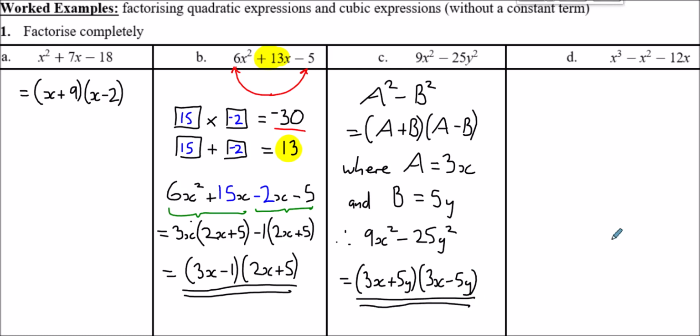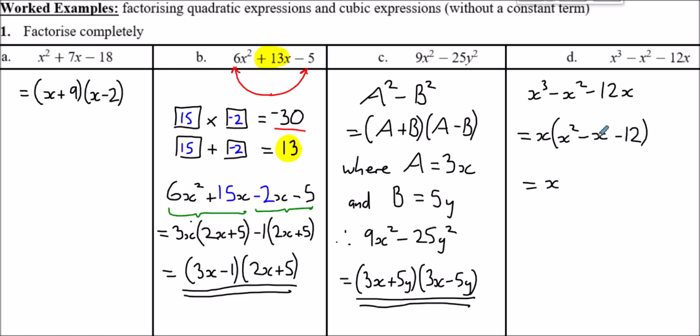Finally, moving on to part D. Hopefully for part D, it looks a bit more confusing. It's a cubic, but if you notice carefully, here there's an x in each of these terms, so we can factorise out an x first of all. So we have x brackets, x times x squared gives us this x cubed we need. X multiplied by a minus x will give us this minus x squared we need. And then x multiplied by minus 12 will give us the minus 12x we need.